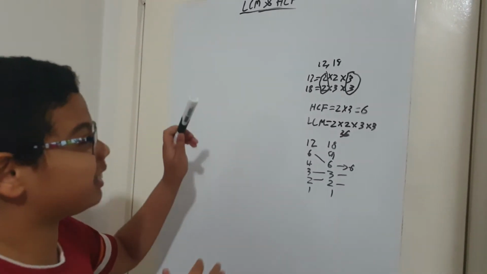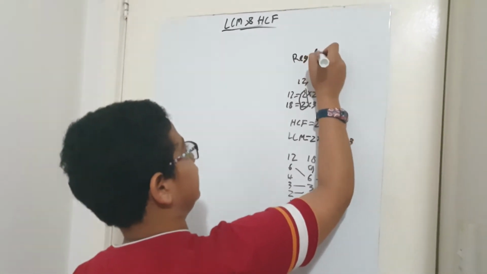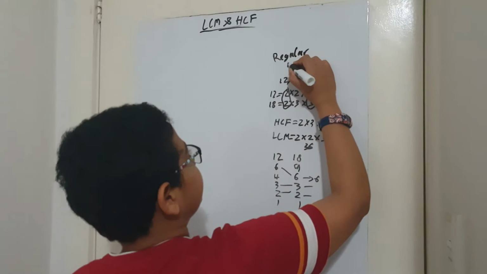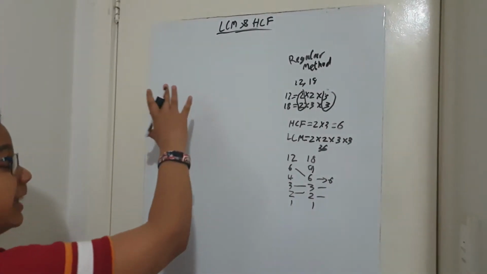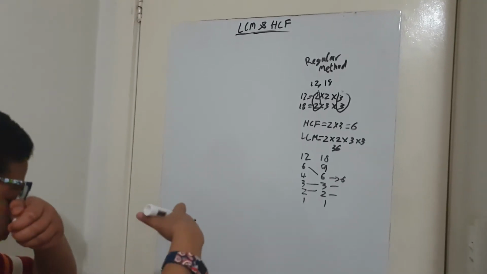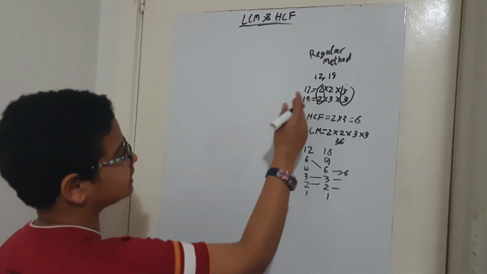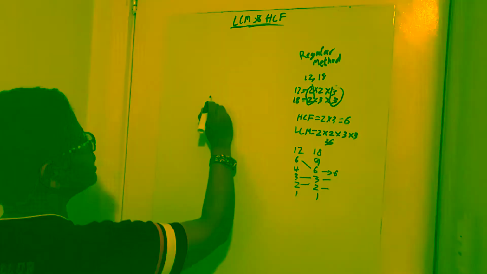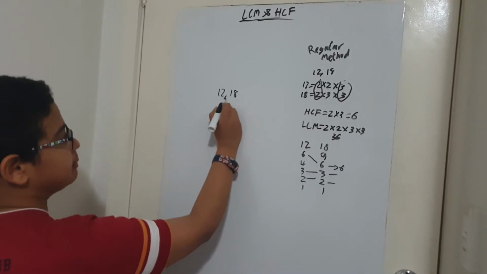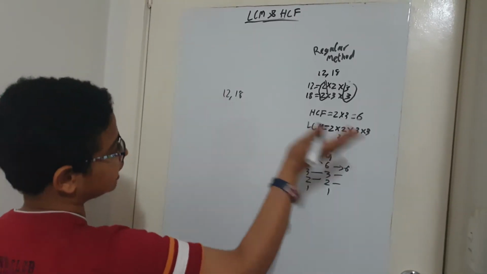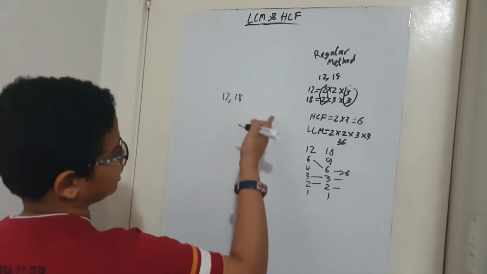So instead of using the regular method, we're going to be using the better method, the quicker method. The quicker method is basically, let's use our example of 12 and 18. You make a list of the numbers separated by commas. You could have tons there, 12, 18, whatever, just separated by commas.